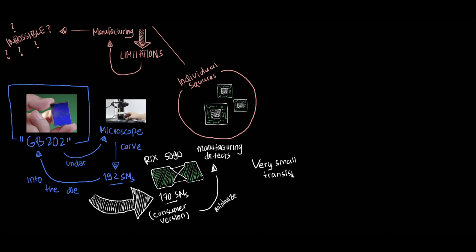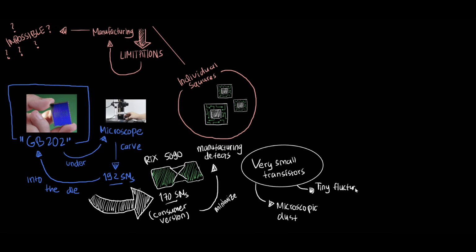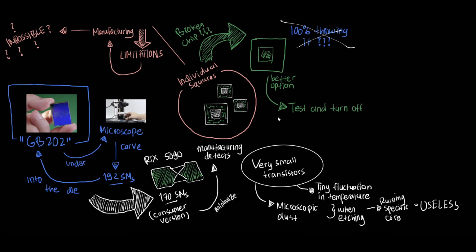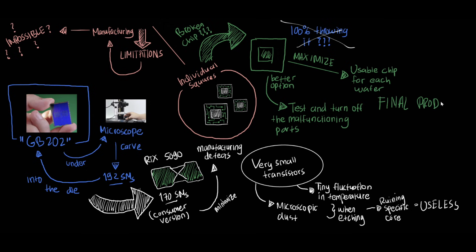Because the transistors are so incredibly small, even a microscopic speck of dust or a tiny fluctuation in temperature during the etching process can ruin a specific core, rendering it useless. Rather than throwing the entire expensive chip into the trash because of one small flaw, the engineers test every single sector of the silicon and simply turn off the parts that do not meet their strict standards. This process allows them to harvest the maximum number of usable chips from each wafer, ensuring that the final product is perfectly stable and reliable.